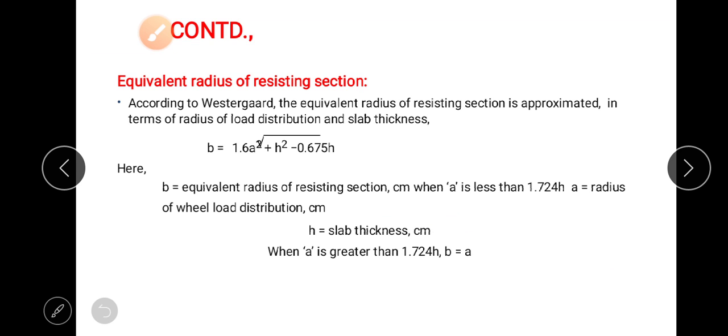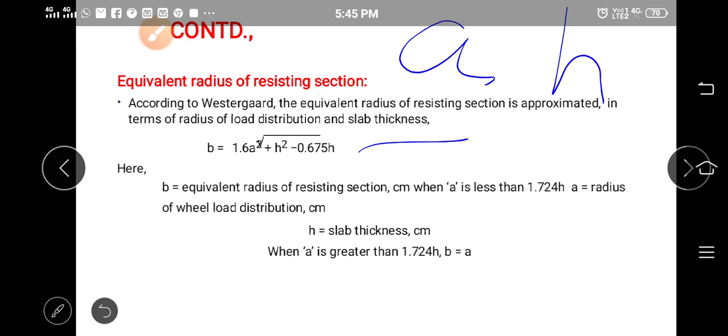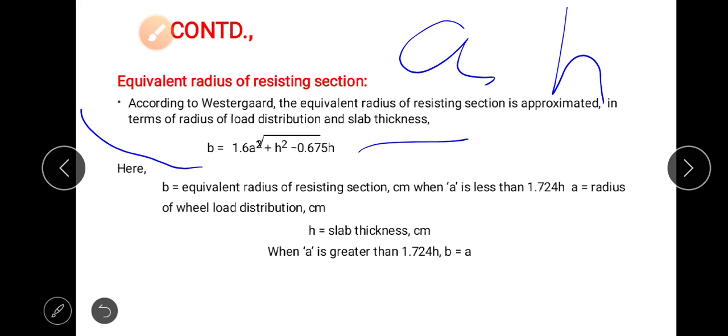Equivalent radius of the resisting section. According to Westergaard, the equivalent radius of resisting section is approximated in terms of radius of the load distribution and the slab thickness. Radius of the load distribution is A and thickness is H. B, the equivalent radius of resisting section in centimeter, is equal to under the root of 1.6 A squared plus H squared, minus 0.675 H, when A is less than 1.724 H. A is equal to radius of wheel load distribution. H is equal to slab thickness in centimeter. When A is greater than this, B is equal to A.